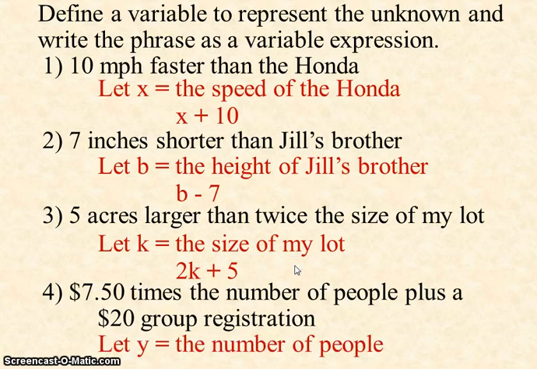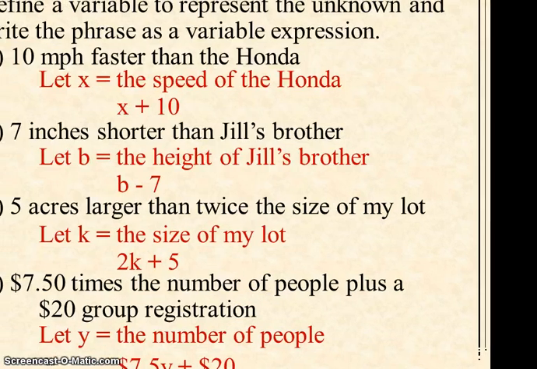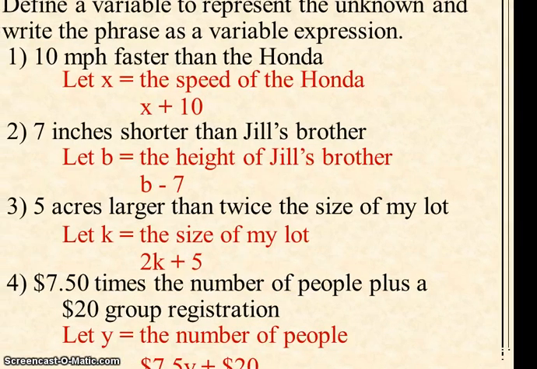And last one, $7.50 times the number of people plus a $20 group registration. So again, we're just going to say, oh, sorry, I can't get this on the screen here. Let's try and move. No, not working. So we would just say 7.5 times y, which is the number of people, okay, plus the $20 on top of it. Okay, so it will be, can't really see it on the screen there, but 7.5y plus 20.